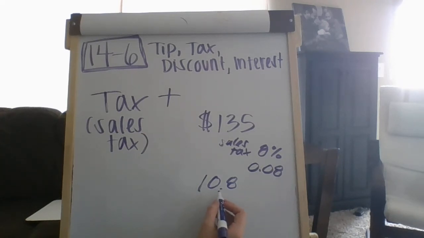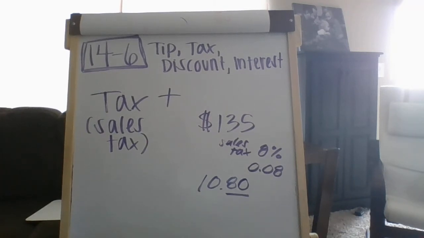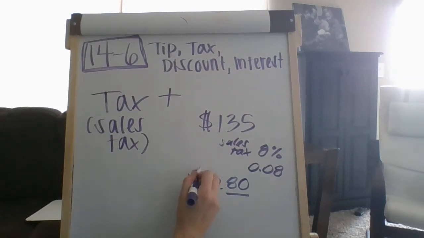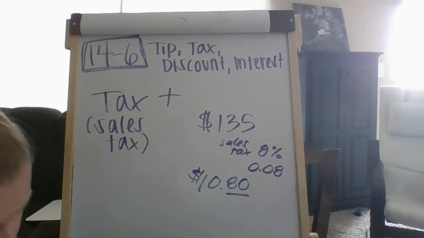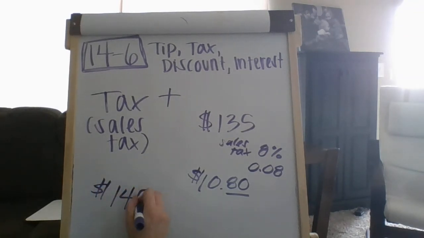But remember, you guys, we're dealing with money here, so we always want it to be in that money format with 2 spots after the decimal. So our sales tax is an additional $10.80. To figure out the total, okay? When we're taking a look at this, the total cost, we're going to take our 135 plus our 10.80, and that is going to be $145.80.